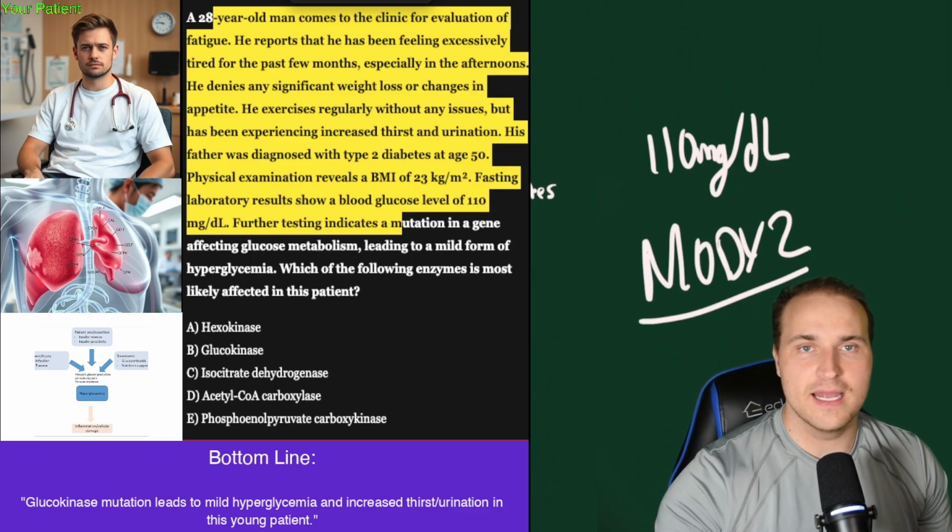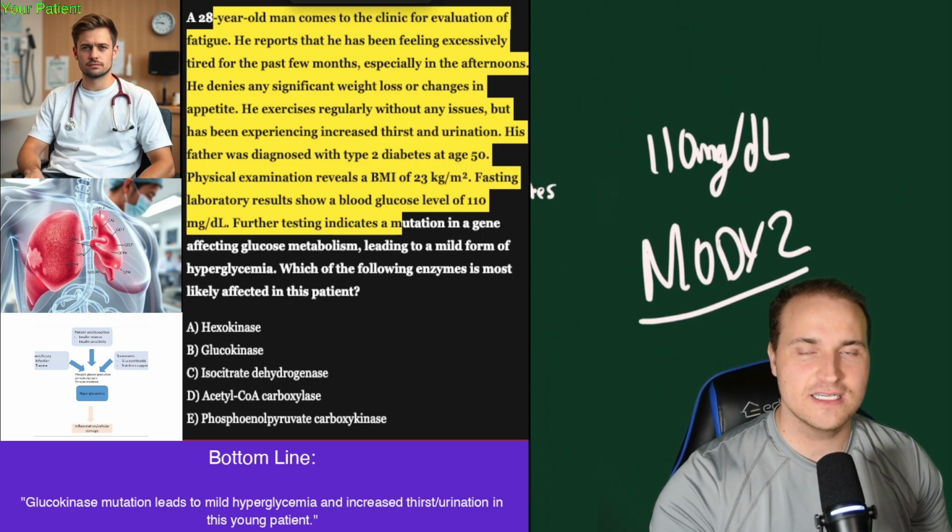And so in MODY2, we have a glucokinase gene that mutates and it leads to an impaired insulin secretion threshold. This is autosomal dominant, and it may not require treatment unless there's a pregnancy or some other risk factors. And this is often discovered incidentally or during pregnancy.